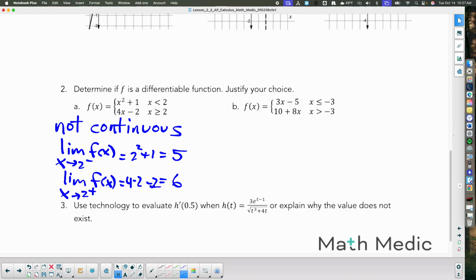B. Do you feel like you've got it? Do the first step in B. I kind of showed you A, so do the first step in B.